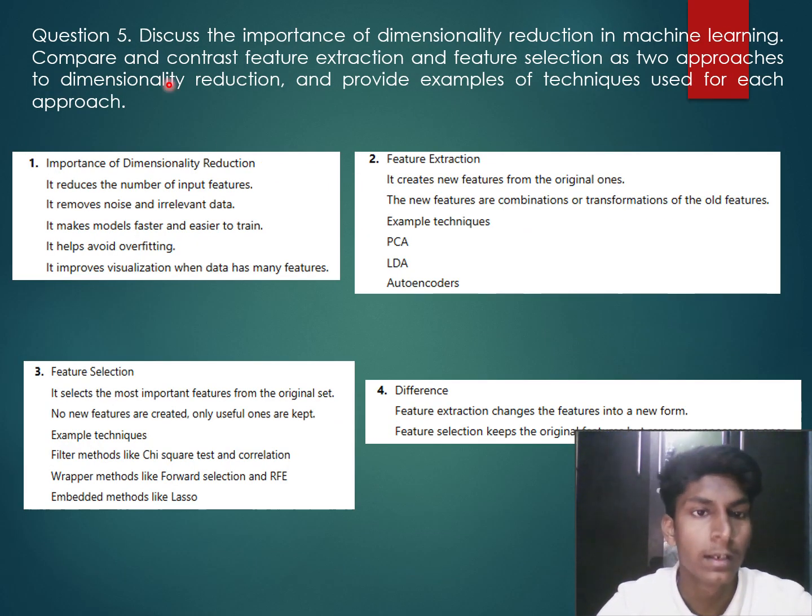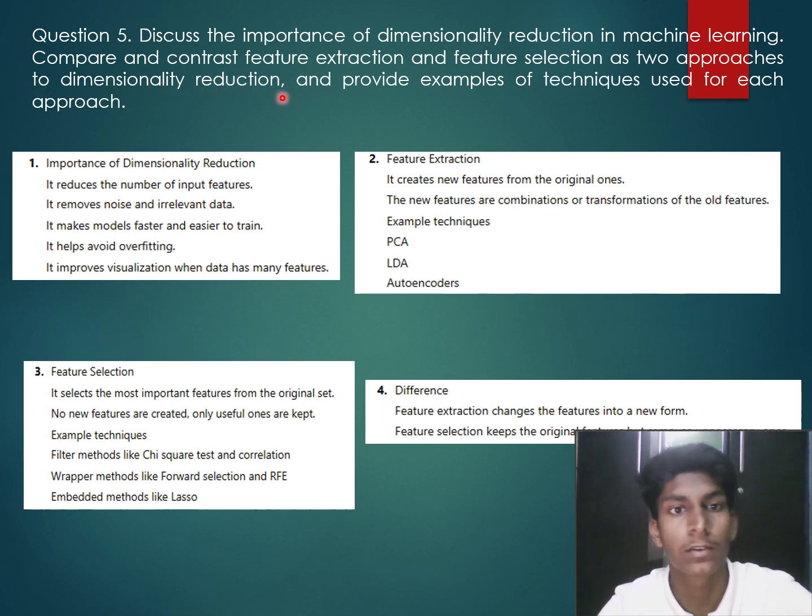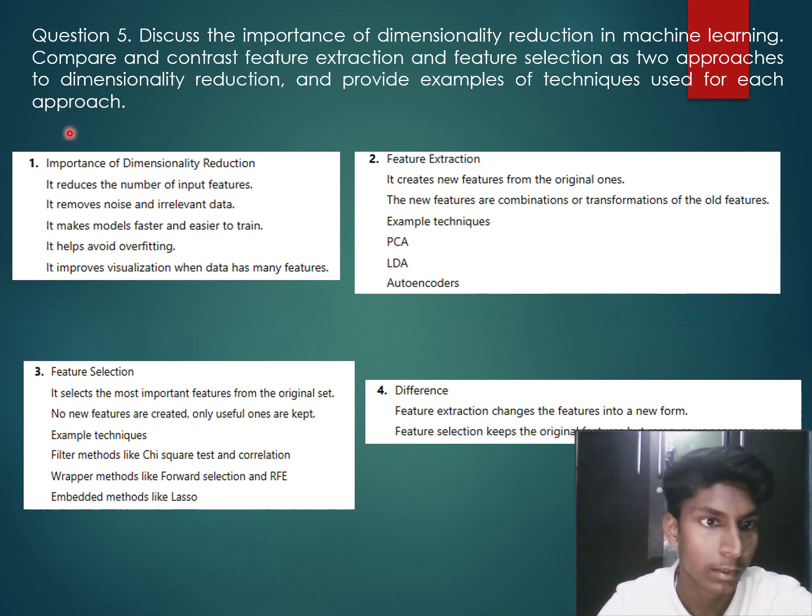Now the next question. Discuss the importance of dimensionality reduction in machine learning. Compare and contrast feature extraction and feature selection as two approaches to dimensionality reduction and provide examples of techniques used for each approach. The first point: importance of dimensionality reduction.